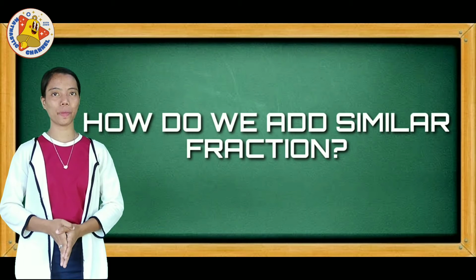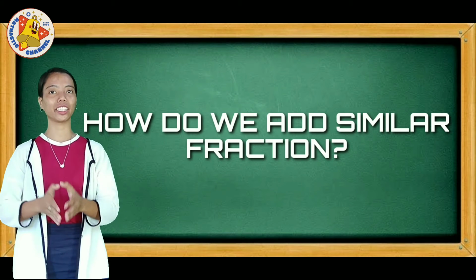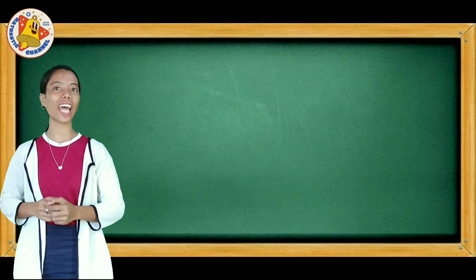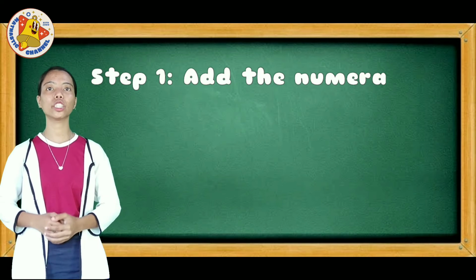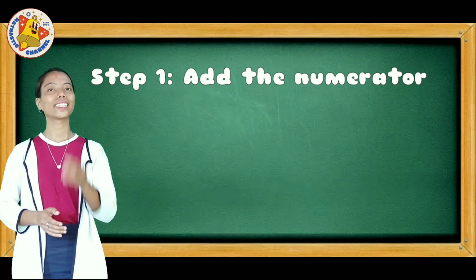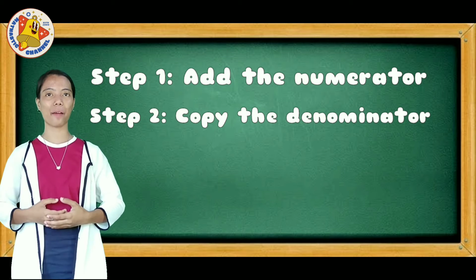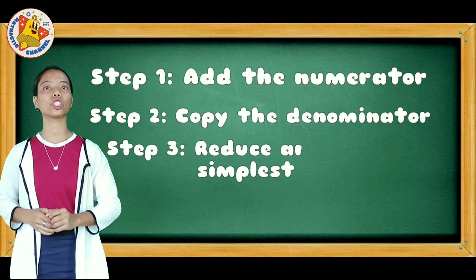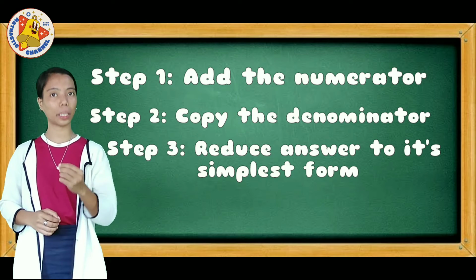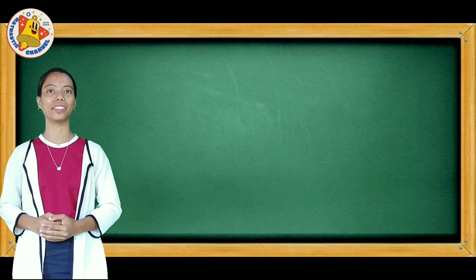How do we add similar fractions? In adding similar fractions, here are the steps. Step 1 is to add the numerators. Step 2 is to copy the denominator. And step 3 is to reduce the answer into its simplest form if possible.